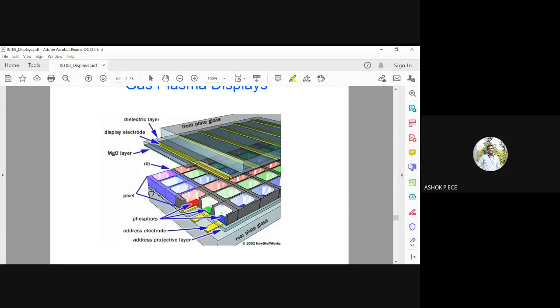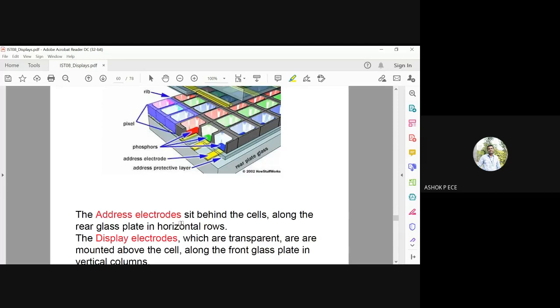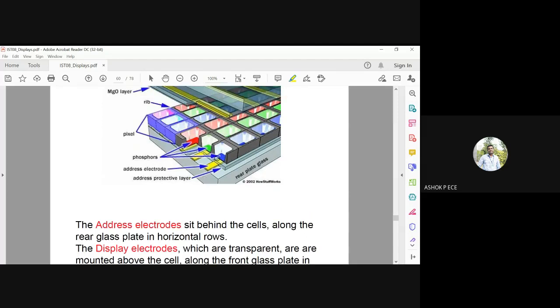So it is very simple to understand. The only thing is you are converting the gas to plasma, which will produce UV light when it reacts with the phosphorus. Okay. So address electrodes sit behind the cells. So address electrodes will be sitting beneath the cells along the rear glass plate in the horizontal rows. So after the rear glass plate, you will have the address electrodes, above which you will have the cells.